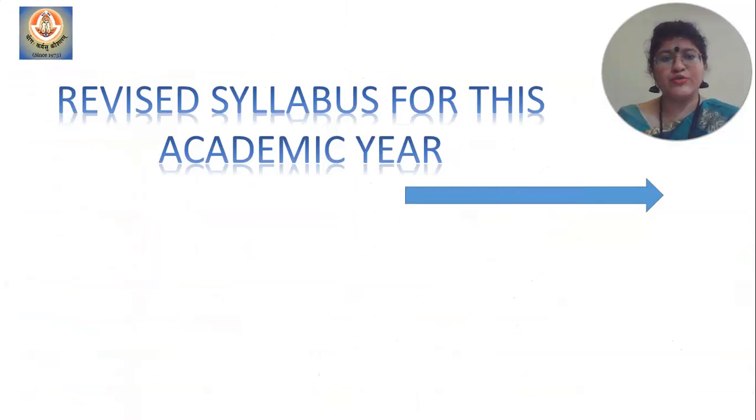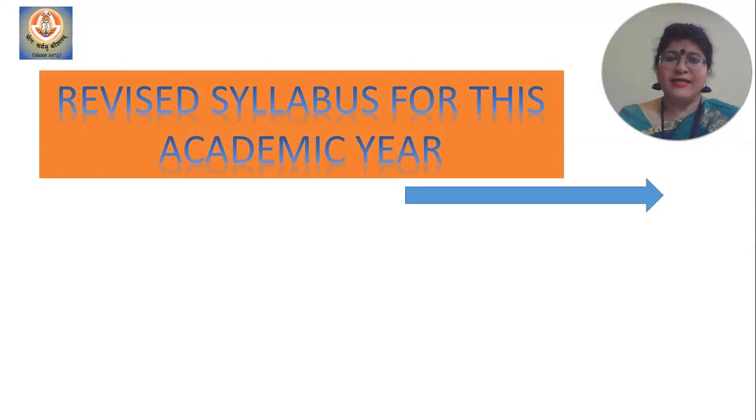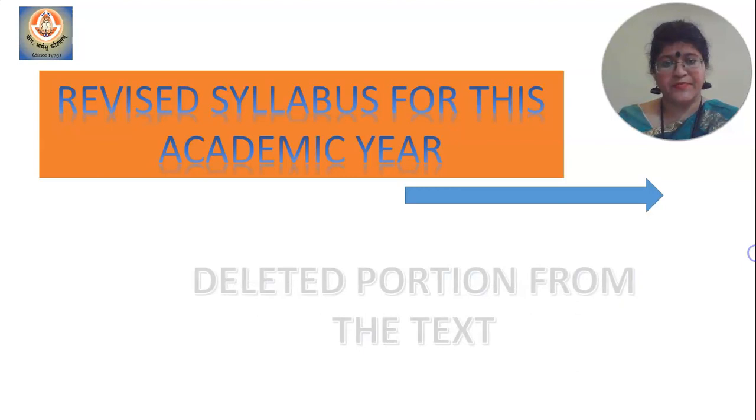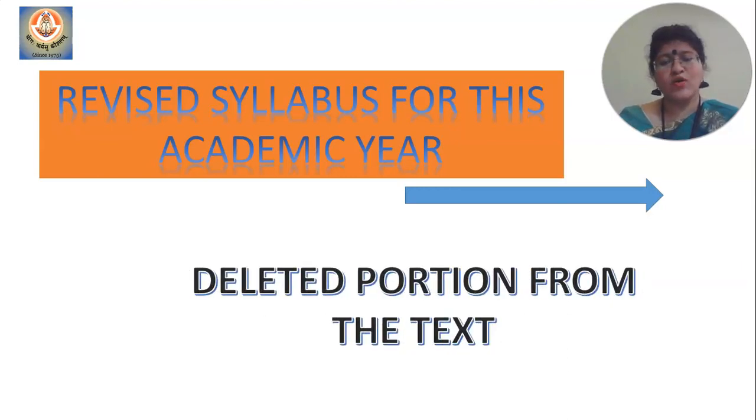Now let us look into the revised syllabus for this academic year. 30% of the portion is deleted from the textbook. Okay, and this is given by CBSE board, the revised syllabus for this academic year. So in the next slide, we will look into the deleted portion from the textbook. I want you to make a note of it. If you want, you can also Google CBSE deleted syllabus and you'll get the list of things which are deleted from 9th standard from mathematics.